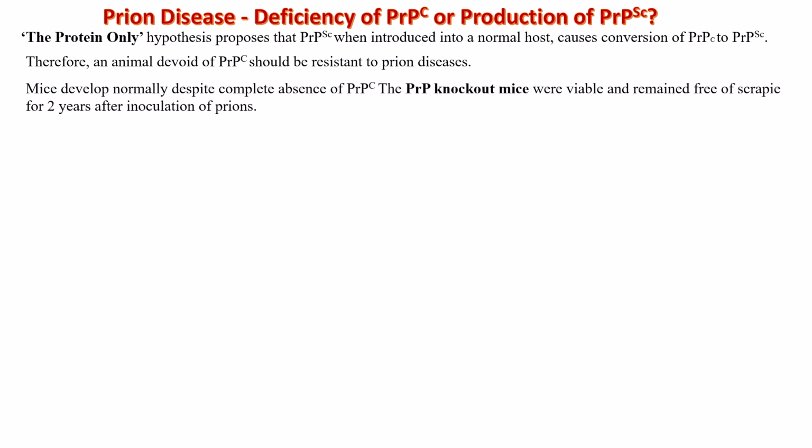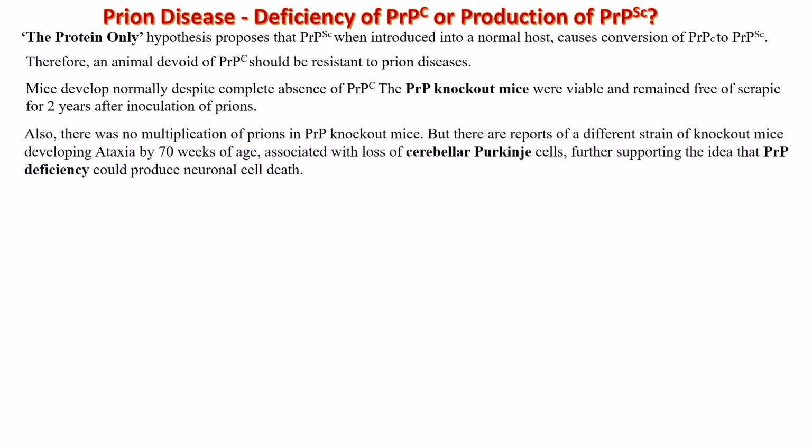It has been observed that mice develop normally despite complete absence of PrP-C. The PrP knockout mice were viable and remained free of scrapie for 2 years after inoculation of prions. Also, there is no multiplication of prions in PrP knockout mice, but there are reports of a different strain of knockout mice developing ataxia by 70 weeks of age associated with loss of cerebellar Purkinje cells, further supporting the idea that PrP deficiency could promote neuronal cell death.